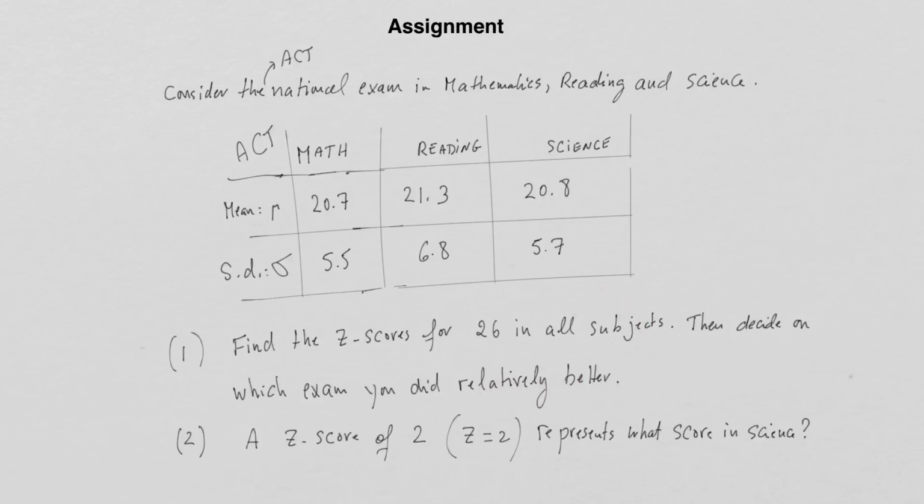And finally, imagine you got a z-score of 2 in science. I'm just focused on science. You don't know your score, okay? You know your z-score is 2. I want you to determine your actual score. In other words, what score will give you z equals 2? So two questions, they shouldn't take you long at all. I hope this is helpful, and I'll see you next time.